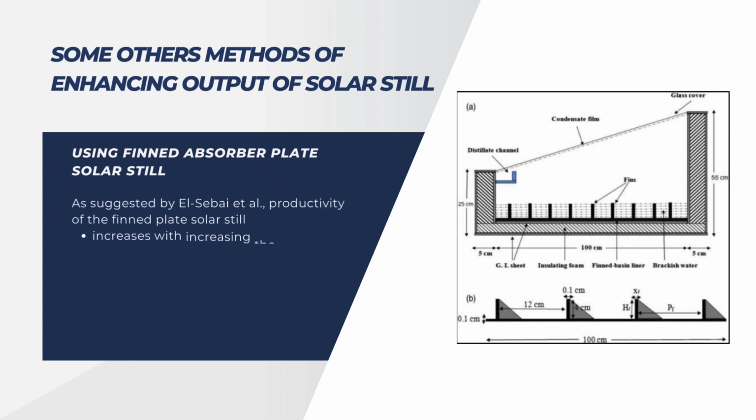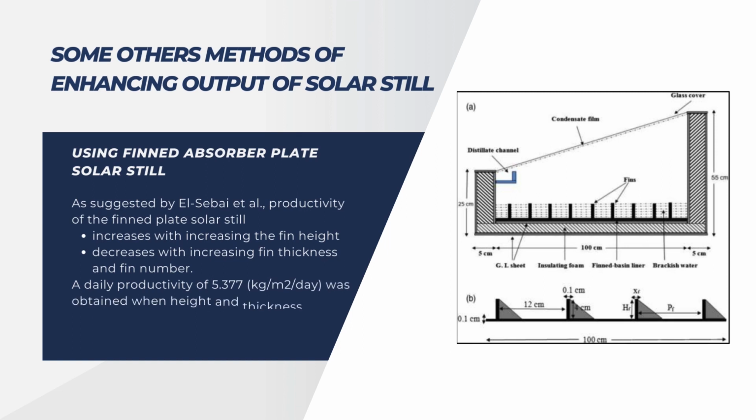Using a finned absorber plate solar still, as can be seen in the figure, the shape of the fins, as suggested by a researcher, Al-Sabai et al., it was found that the productivity of the finned plate solar still increases with increasing fin height. However, it decreases with increasing fin thickness and fin number as well. A daily productivity of the order of 5.377 kg per meter square per day was obtained when the height and thickness of the fins were 0.04 meter and 0.001 meter respectively.